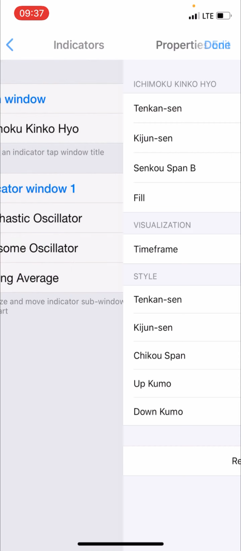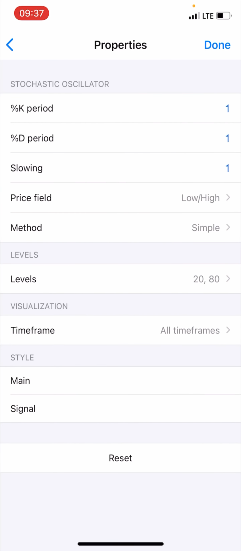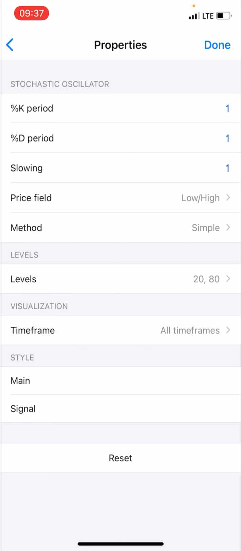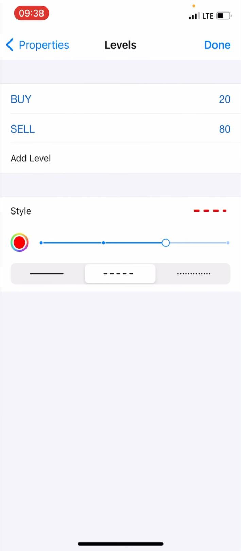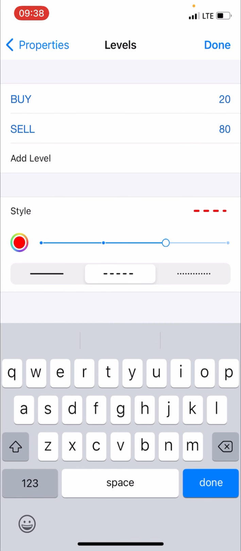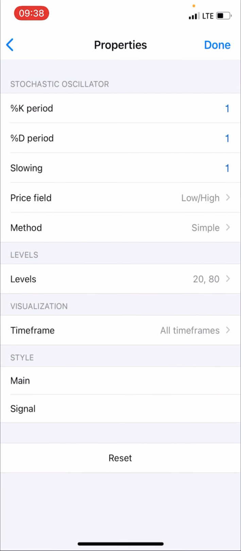After that, the second one you'll be adding is the stochastic oscillator, which will belong to the indicator window 1. The K period is 1, the percentage D period is 1, and the slowing is 1. The price field is low over high. Method simple. The levels here are 20 and 80, which signify buy and sell. So you're going to add this. You can just edit it, buy, and here sell, and you can use any color that you want to use, but make sure you know what you're doing. And when you're done, you click on done.